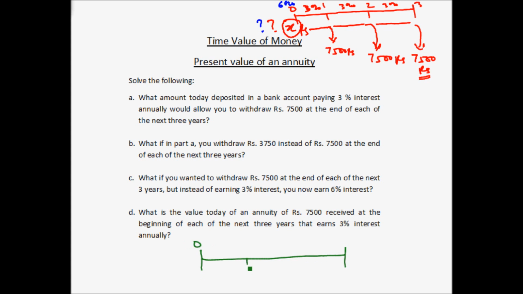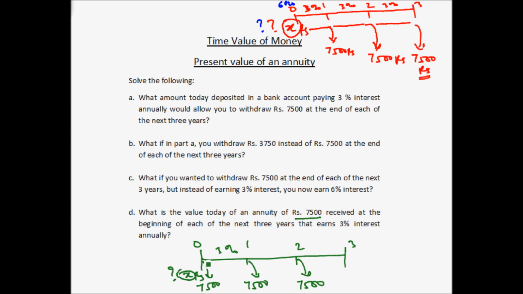So 0, 1, 2, 3. We are depositing X rupees at the beginning of the tenure. We are getting 3% interest per annum. Now, at the beginning of each of the years, we want to withdraw rupees 7500. So here we want to withdraw rupees 7500, then again here 7500, and then again here 7500. So what should be the amount X?